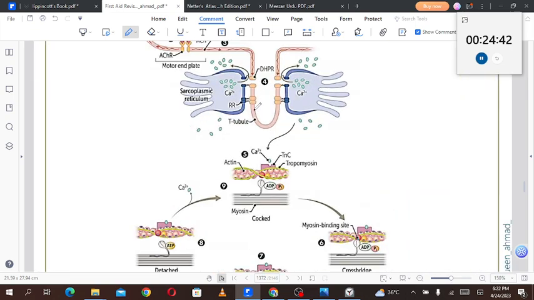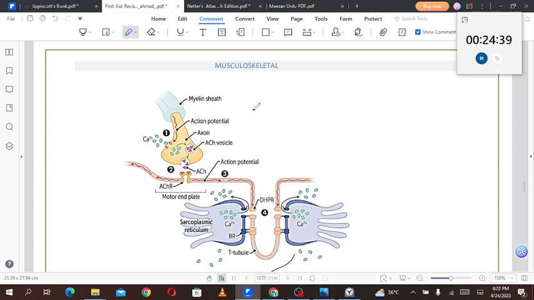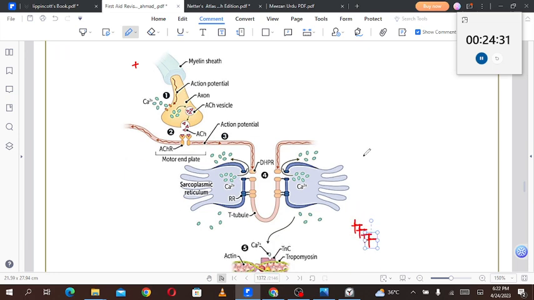Okay, we'll come to this picture. So the sequence is, whenever the action potential comes, an impulse is coming all the way over here and over here, and then the impulse came all the way to the presynaptic terminal.